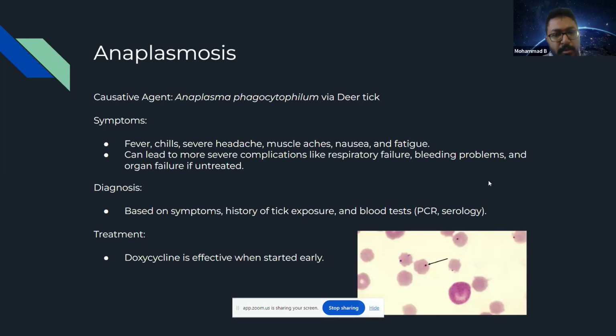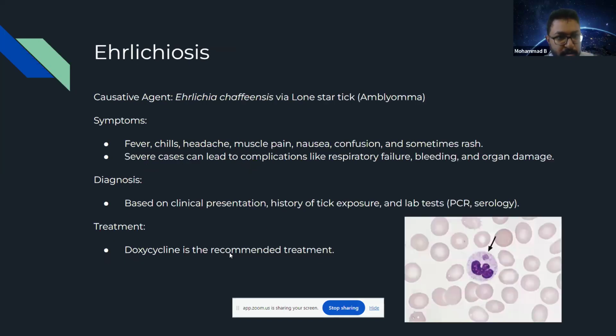Okay. Next is anaplasmosis, also caused by a tick, and the symptoms are very similar to the previous ones: headaches, muscle aches, nausea, fatigue. It's very general symptoms, and it's treated by doxycycline. Similar with ehrlichiosis, very similar to the previous ones, and it's caused by the Lone Star tick.